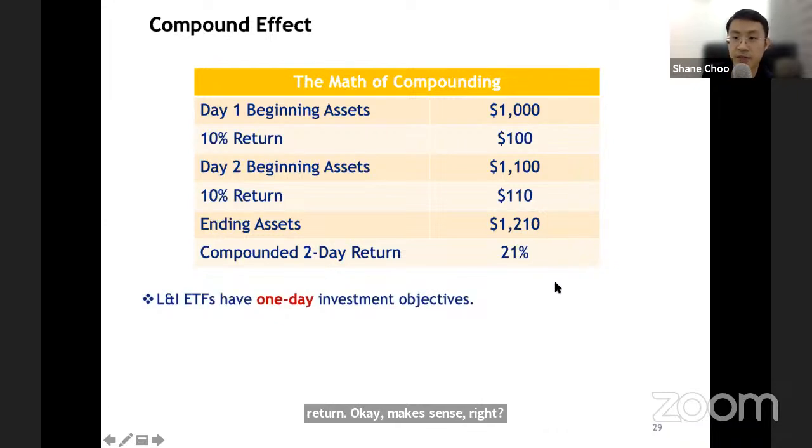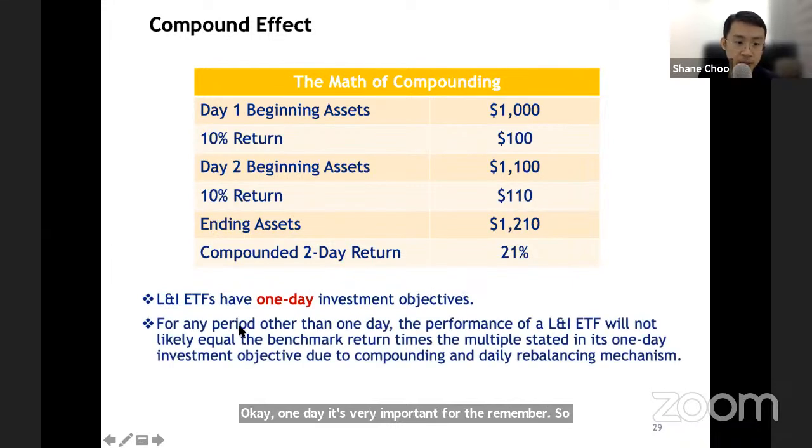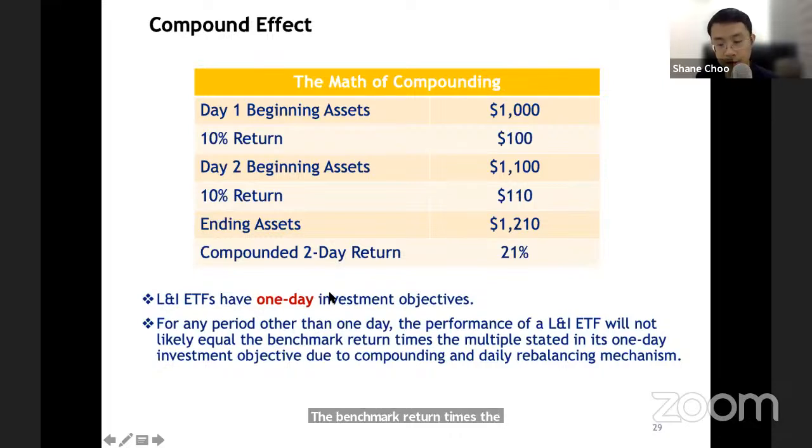So you see, leverage and inverse ETF have 1 day investment objective. That's why I emphasize the word 1 day. 1 day is very important for you to remember. So for any period other than 1 day, the performance of a L&I ETF will not likely equal the benchmark return times the multiple stated in its 1 day investment objective due to compounding and daily rebalancing mechanism.